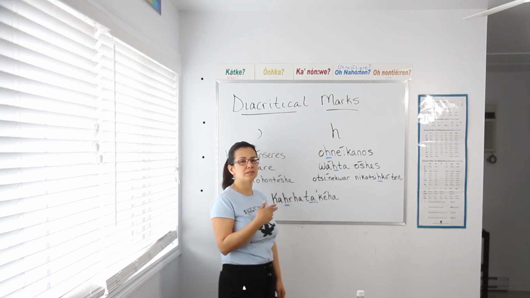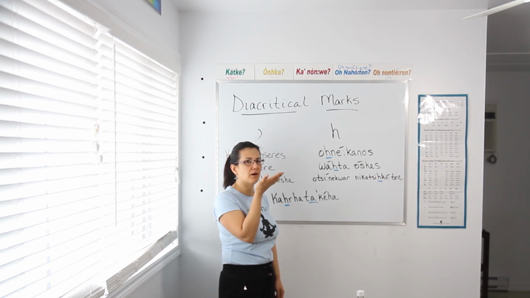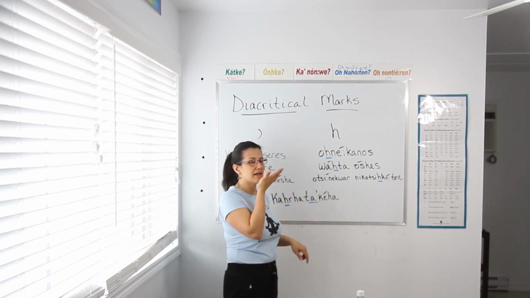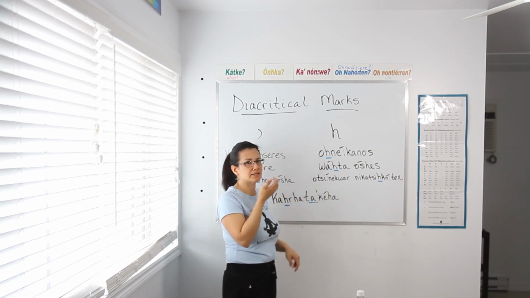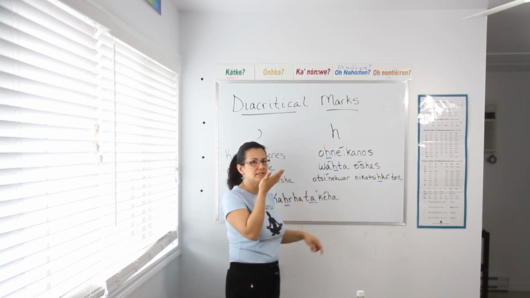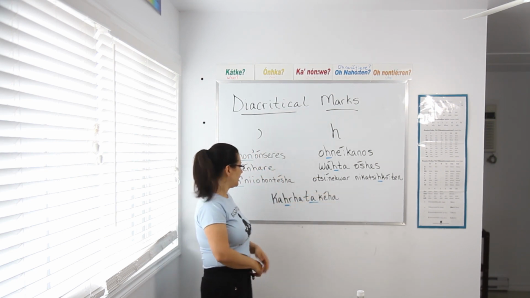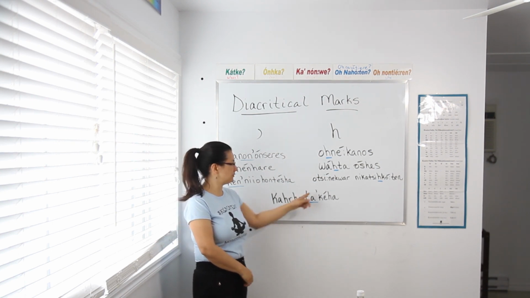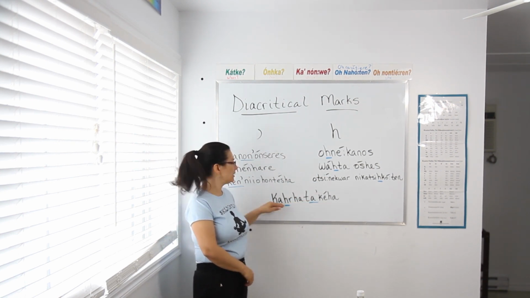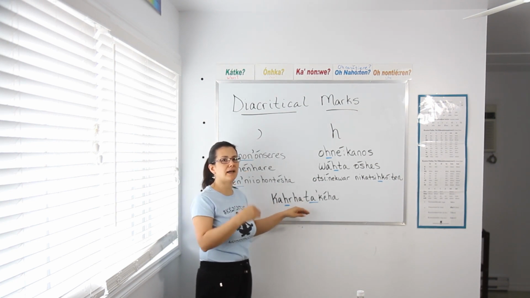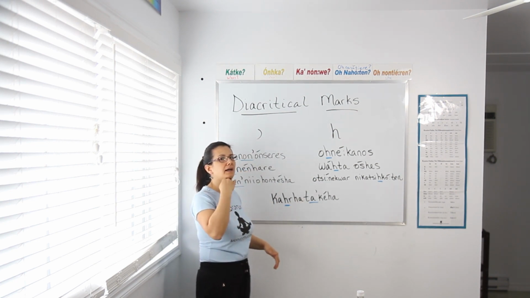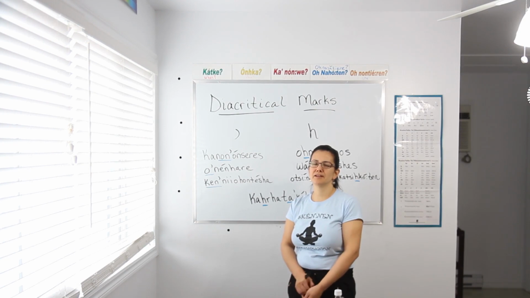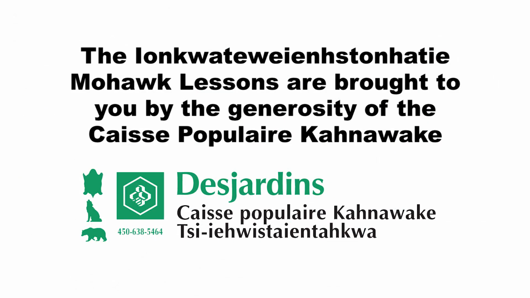And now the words with H. Remember, when you're pronouncing a word with an H, you should be able to feel it on your palm. Ohneganos. Wahtaoses. Ionkwateweienhstonhatie. And we have a word here that we looked at with both the glottal stop and the H. Garhadageha.